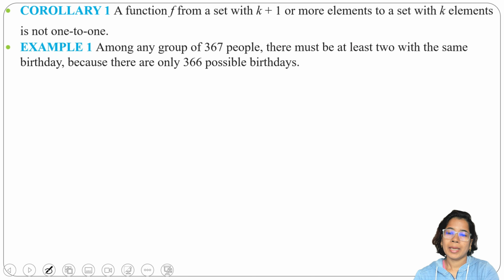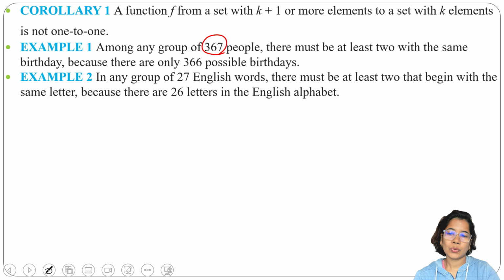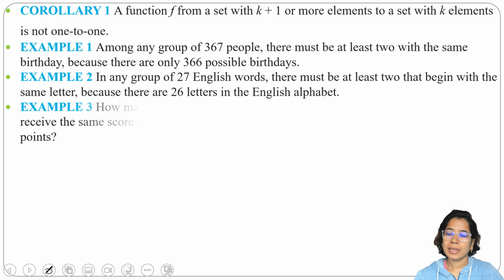Now example 1. Among any group of 367 people, there must be at least 2 with the same birthday because there are only 366 possible birthdays. One year contains 366 days. And if every person's birthday is on a different day, then there must be one person whose birthday coincides with another person's. Next, example 2. In a group of 27 English words, there must be at least 2 that begin with the same letter because we just have 26 letters and we have 27 words, meaning at least 2 words start with the same alphabet.